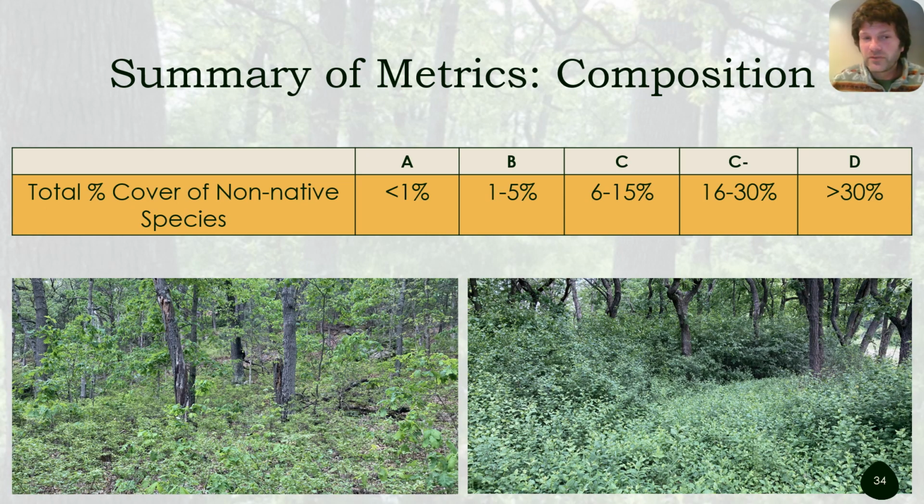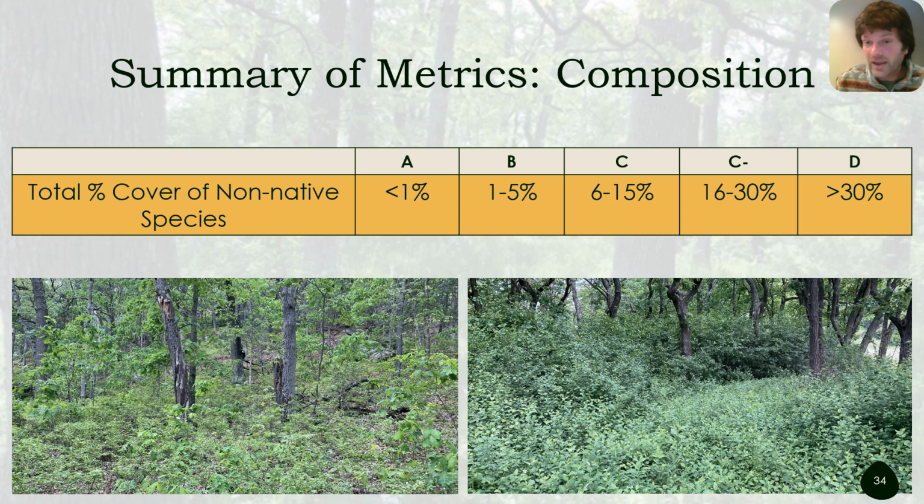A more general compositional metric, and a pretty common sense one, is the percent cover of non-native species. So when we get into the structural metrics, we're less concerned with whether or not things are native or non-native. We're dealing with that right here. If you have a site like the one on the left, maybe it has more understory woody vegetation than we'd like, but it's all native. So it's an A. That's all hazel and maybe a little rubus and huckleberry and advanced oak regeneration. It's an A in terms of this metric.